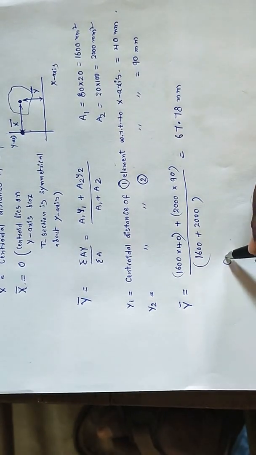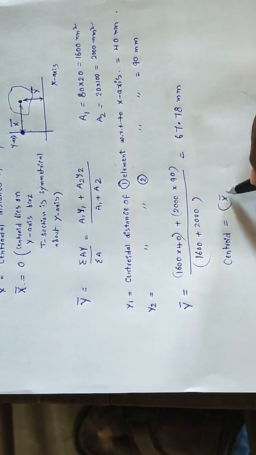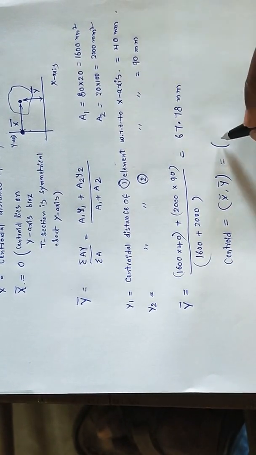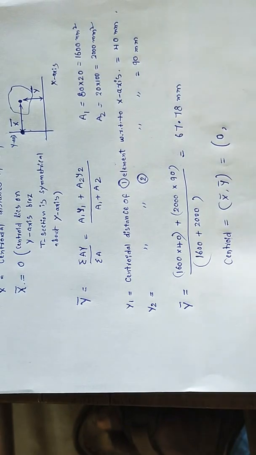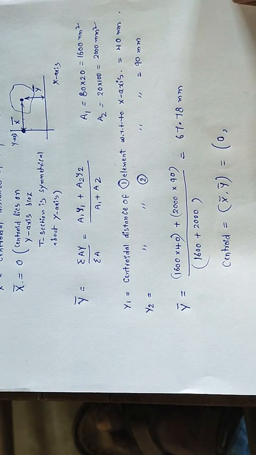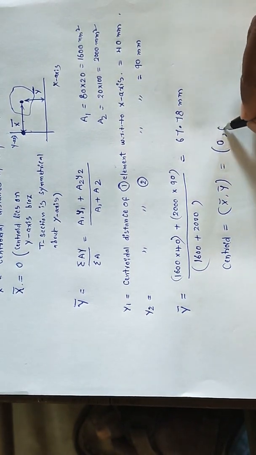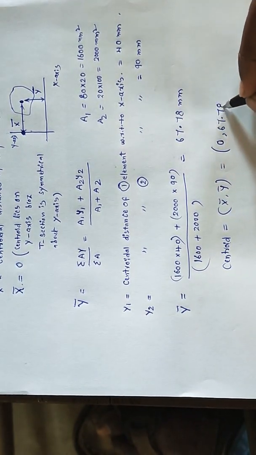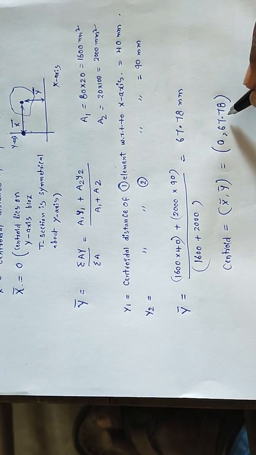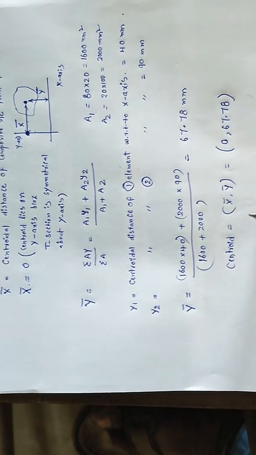So the centroid x bar, y bar: x bar is 0 because the centroid lies on the y-axis. So the distance measured with respect to the y-axis, that is x bar, will be equal to 0 because the centroid lies on that axis only. y bar is 67.78, the distance measured with respect to the x-axis. So this is the location of the centroid.